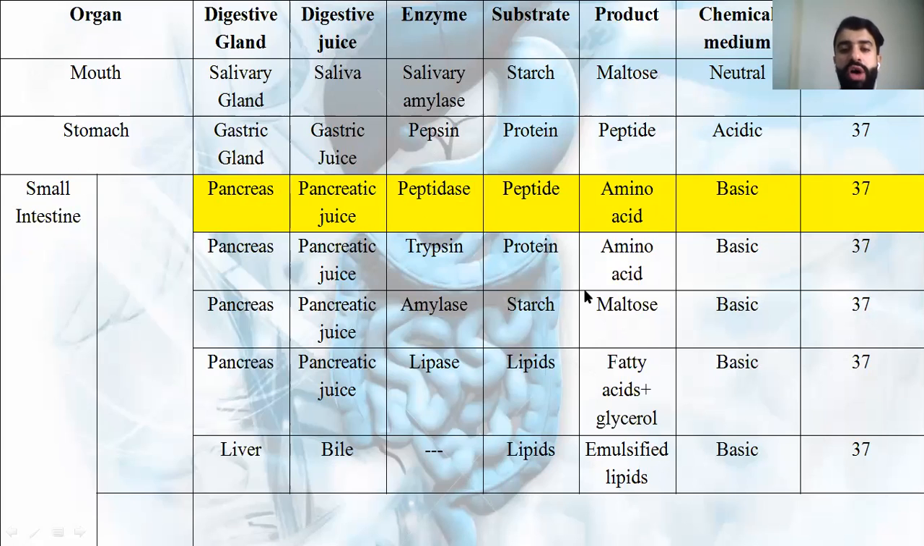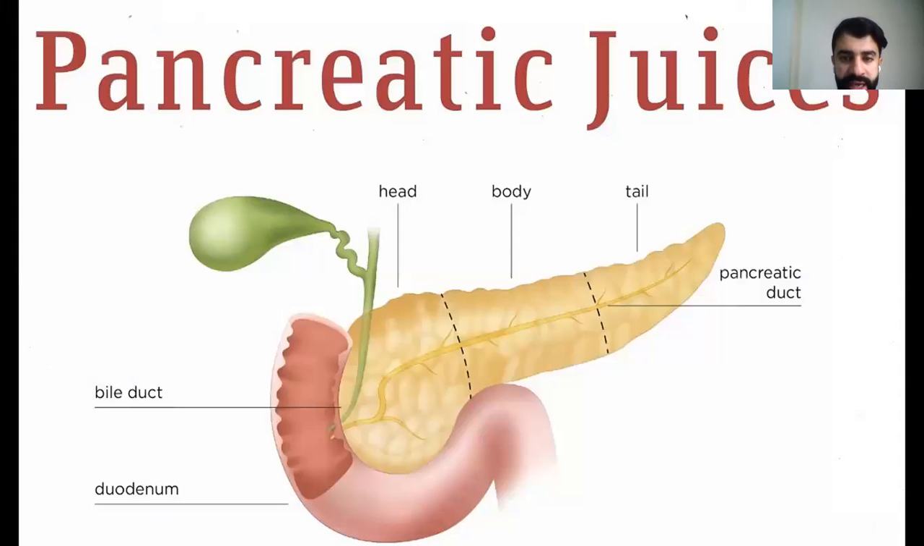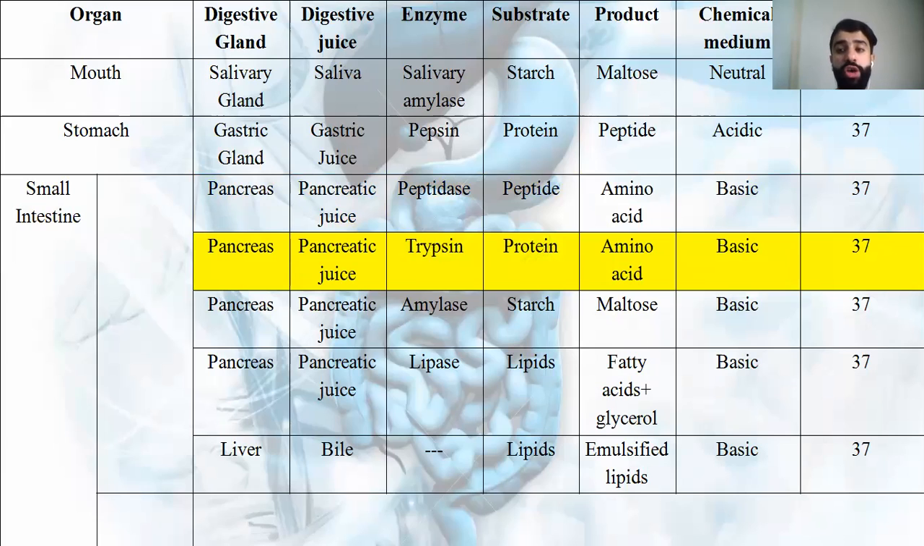Now let's move to another juice and to another enzyme. Here also we are going to continue with the pancreatic juice. Which organ? It's secreted by which gland? By the pancreas. In which organ? At the level of the small intestine. So here the enzyme is called trypsin. So trypsin, it works on what? It works on protein, the complex form, to give amino acid, which is the simplest form. So protein to give amino acid, the medium is basic, and the temperature is 37 degrees Celsius.